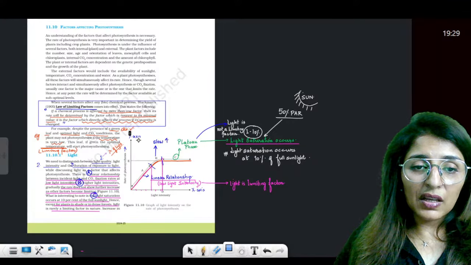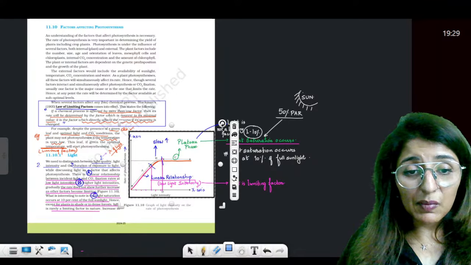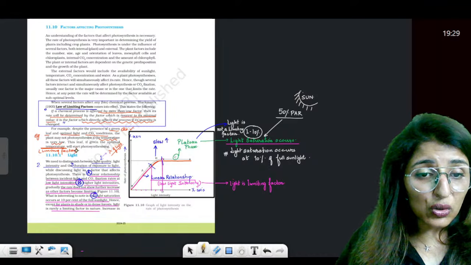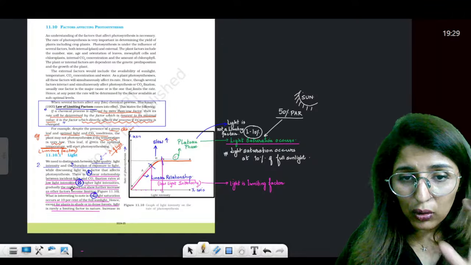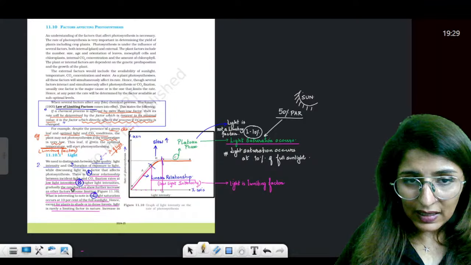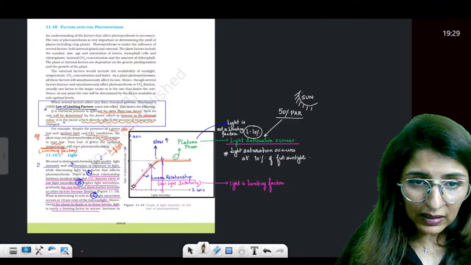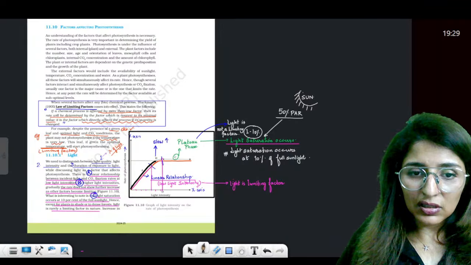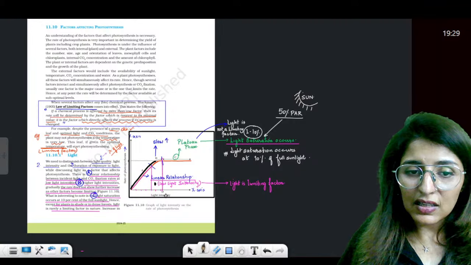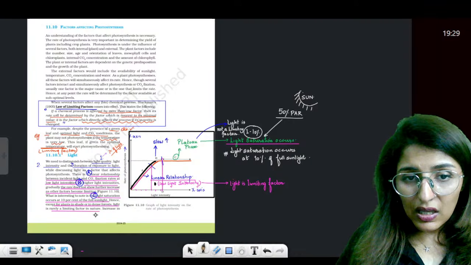And then we have this very important paragraph that has already been discussed. Light shows a linear reaction at low intensity. So till there is low intensity, we get a linear curve here. This is happening because light intensity is low, so we get a linear relationship, right?